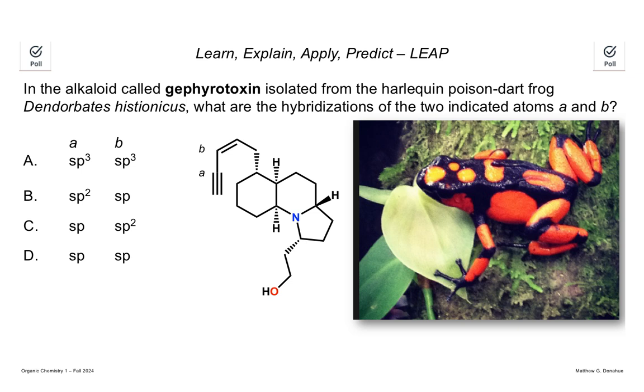What do you think? C. So C. We see that carbon A, we have 2 sigma bonds plus 2 pi bonds. So that gets us sp. Carbon B, I'll draw the hydrogen in. So there's 3 sigma bonds plus 1 pi bond. That's sp2.